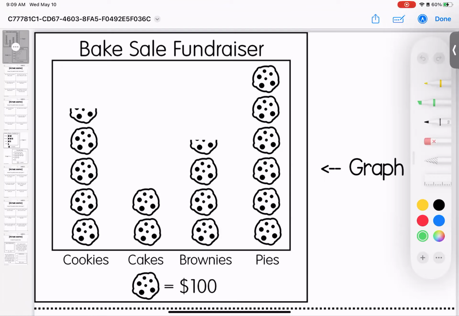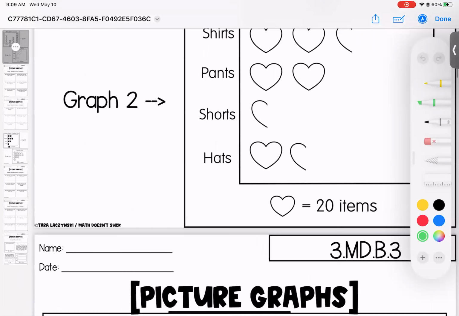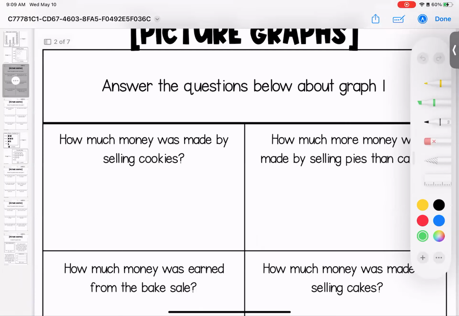You'll notice that up top we have our first graph for the bake sale. We have a graph for a clothing drive, and then we have our questions. So let's take a look at our first set. This is using graph number 1. So the first one that we came to.